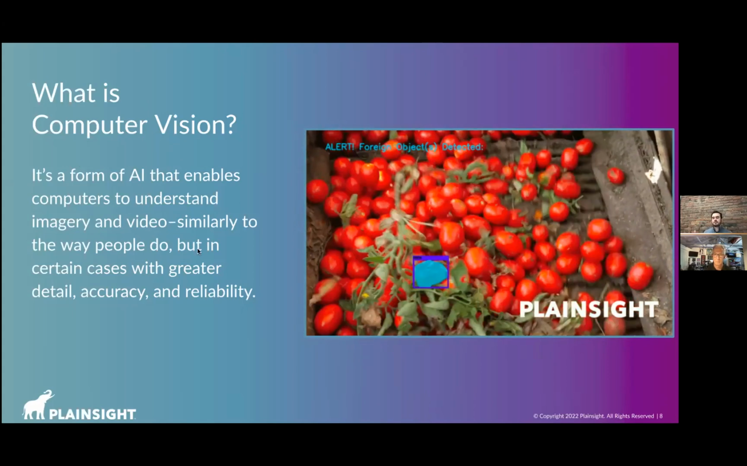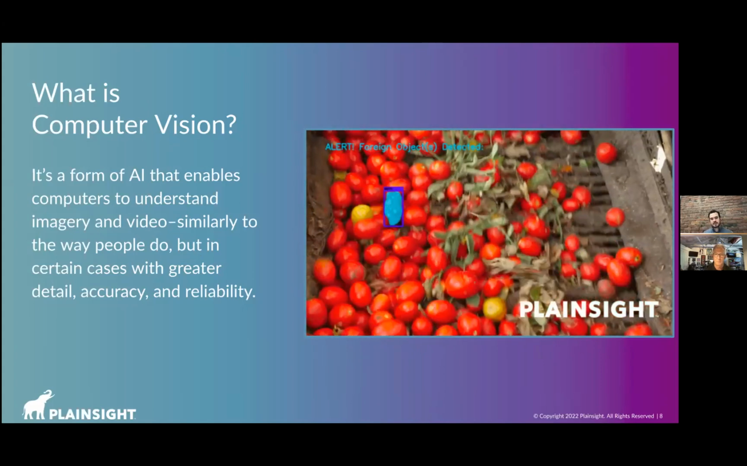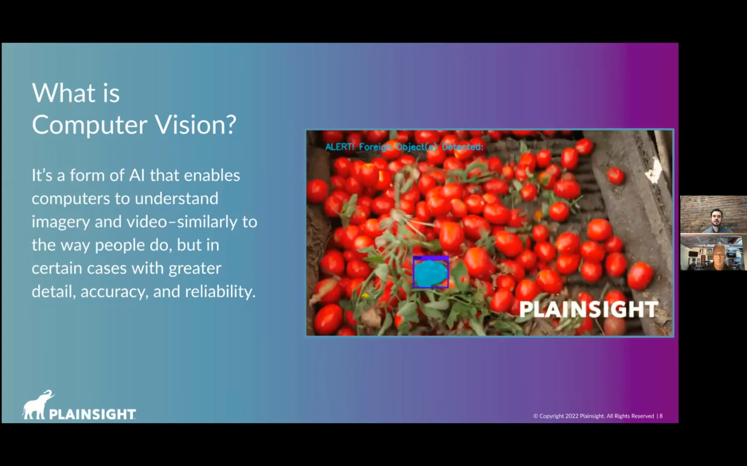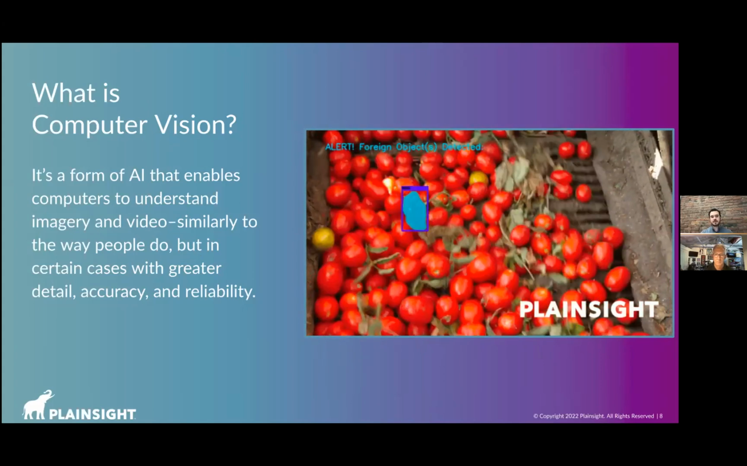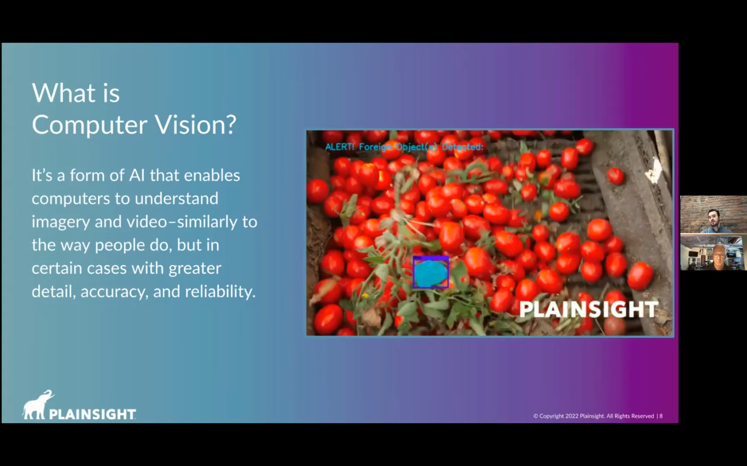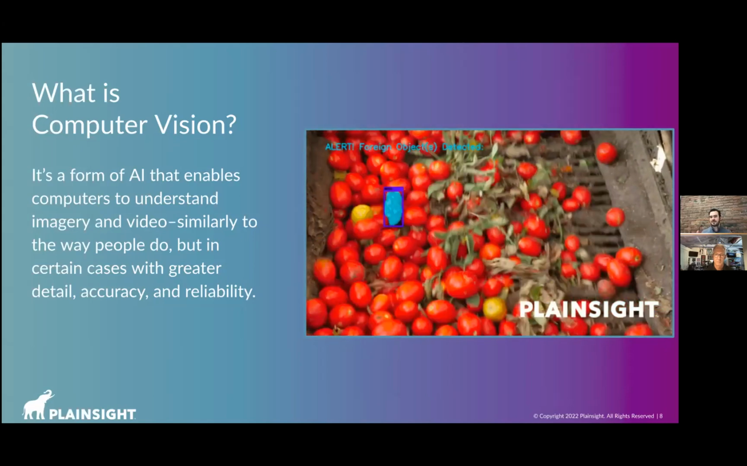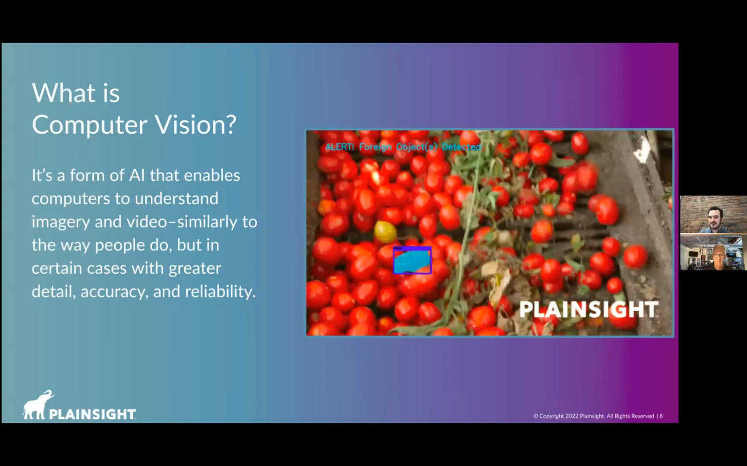So typically, if there is something a human can see, often you can do that with computer vision. And in some cases it can be with greater detail and greater accuracy, and definitely the reliability piece is a big one there. Machines don't really get tired. They're really able to focus on what you ask them to do.